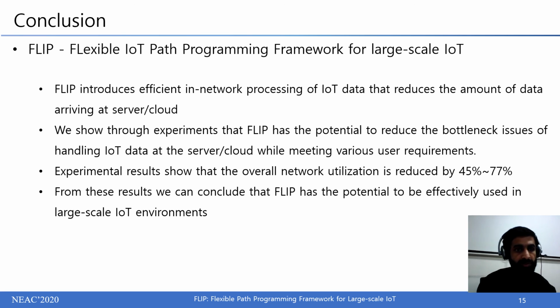In this slide, we conclude our presentation. So Flip introduces efficient in-network processing of IoT data that reduces the amount of data arriving at the server or cloud. We show through experiments that Flip has the potential to reduce the bottleneck issues of handling IoT data at the server or cloud while meeting various user requirements. Experimental results show that the overall network utilization is reduced by 45 to 77%. From these results, we conclude that Flip has the potential to be effectively used in large-scale IoT environments.